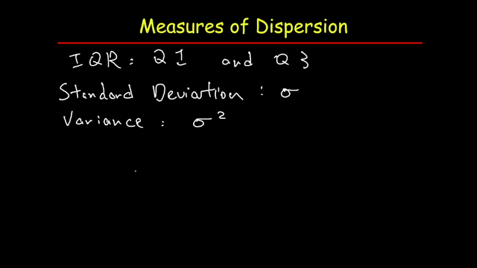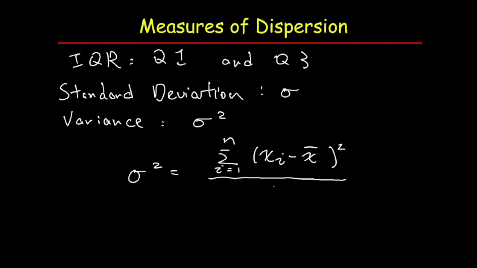Particularly, variance is defined as the sum from i equals 1 to n of (xi minus x bar) squared, where x bar is the average or mean, over the number of terms. And therefore, standard deviation would just be the square root of this.